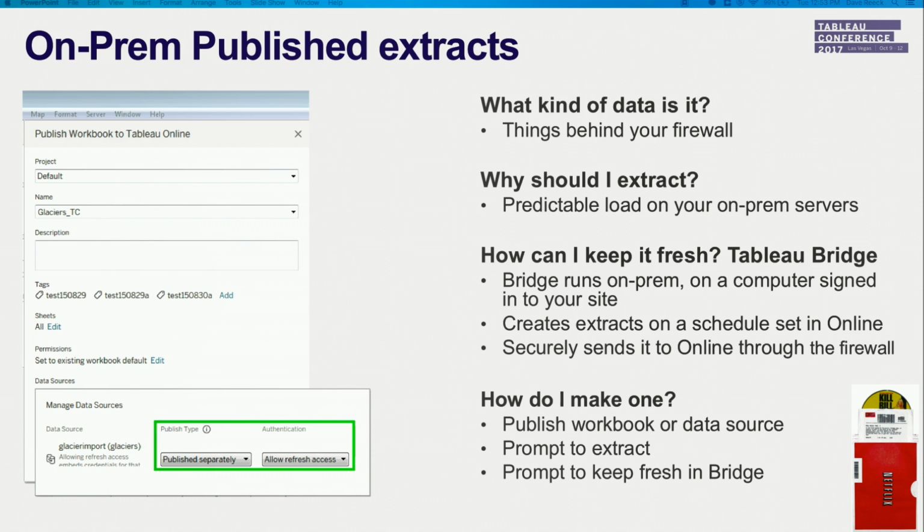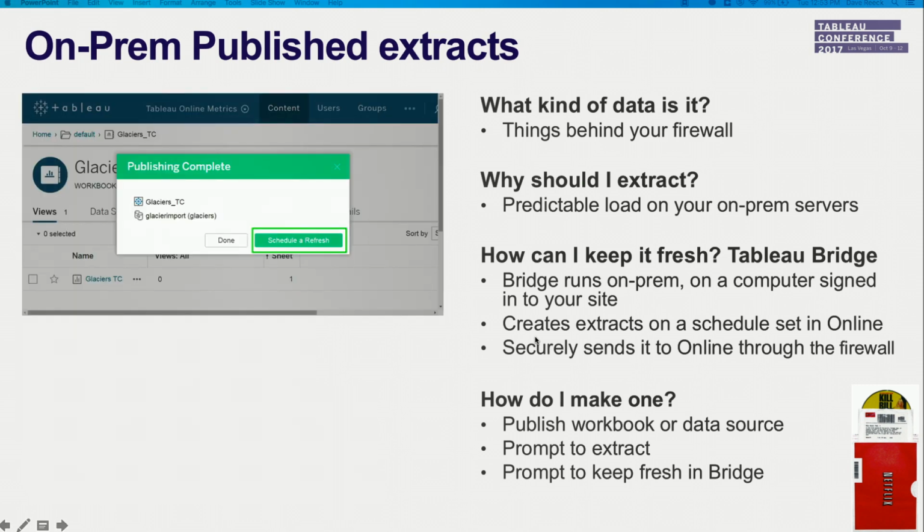So how do we actually do this? When you publish your workbook, there's this little section called Datasources down here. Right underneath that, there's a little edit button. This is the important section right here. You want to publish the data separately. When you're publishing a workbook, this means I'm publishing a workbook and a data source. If you're just publishing a data source, you don't actually have to do this bit. But do make sure that you set it up to refresh, make it accessible for refresh.